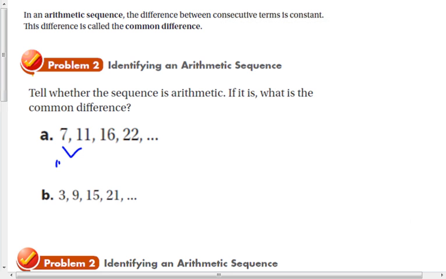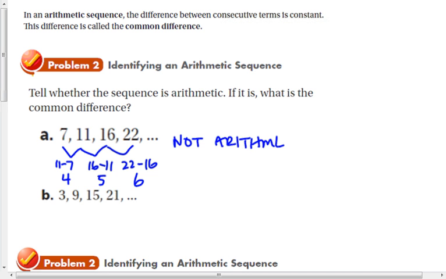so 11 minus 7, and then 16 minus 11, this is how we're going to find a common difference, 22 minus 16, and we get 4, 5, and 6. So those aren't the same numbers, so there is no common difference. So we're going to say this is not arithmetic.